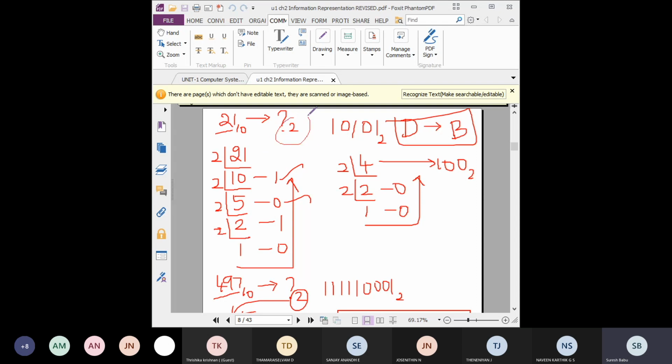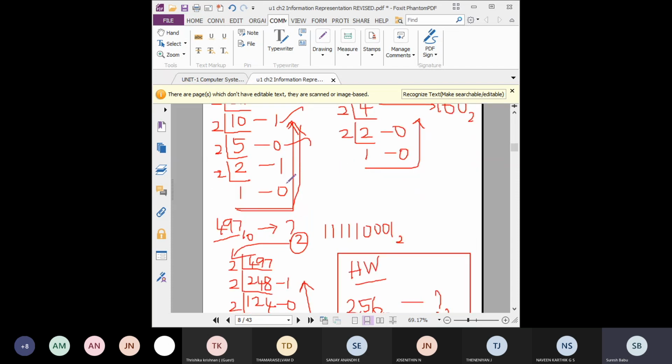See, if you want to convert into binary, the binary base is 2, so you divide repeatedly by 2. Okay, so do this and write your remainders like this on the right side, and collect all the remainders from the right side. Okay, and write it, that is your answer. You see here 10101. Okay, so 21 decimal is equivalent to 10101 binary.